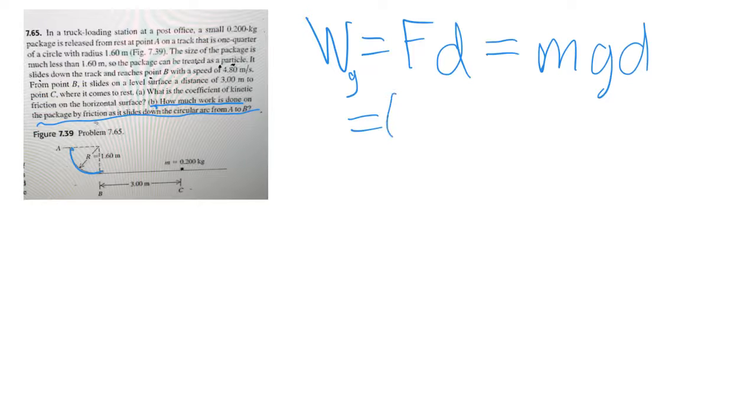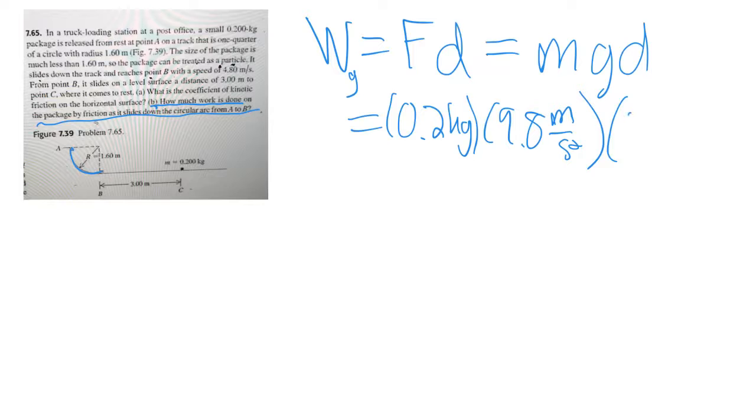So we've got 0.2 kilograms, 9.8 meters per second squared. And then we've got the distance that it goes, 1.6 meters. We multiply all those out, and we get an answer of 3.136 joules. That's the work done by gravity. Okay. So that's everything that gets done.